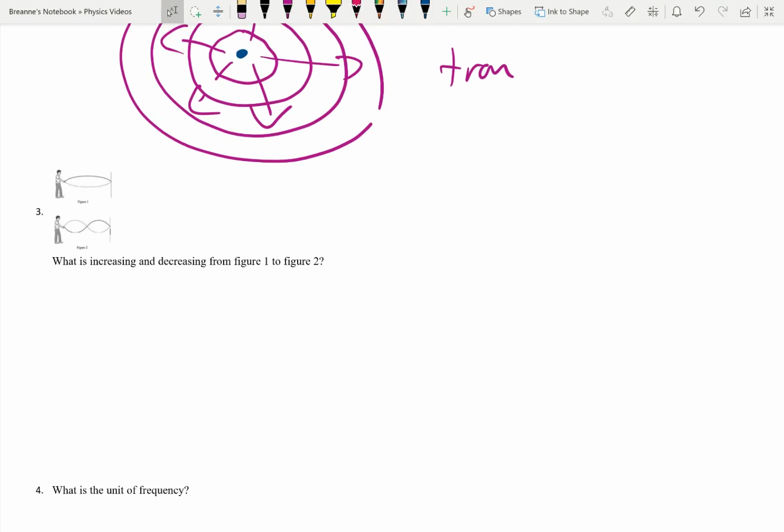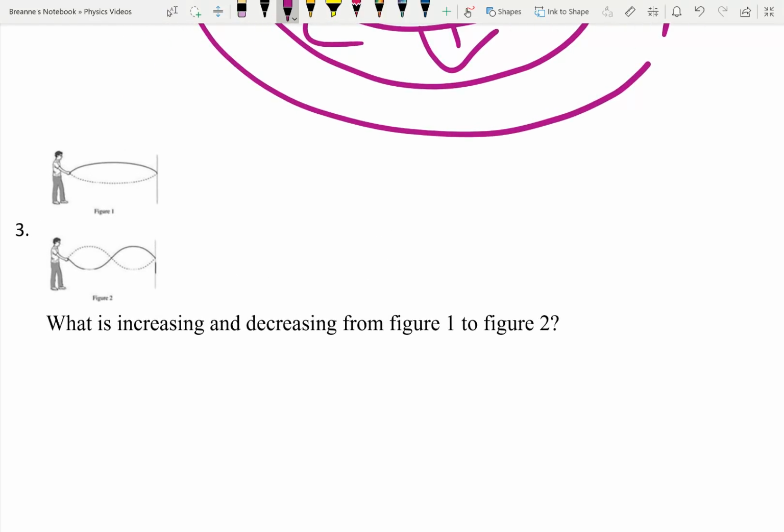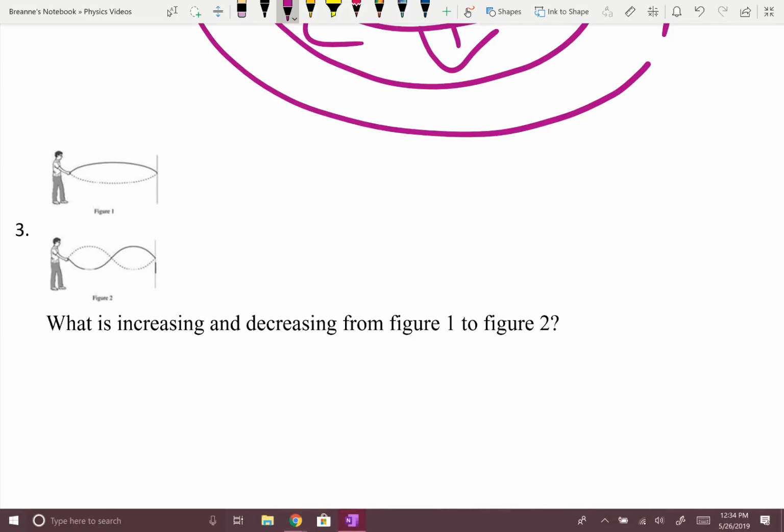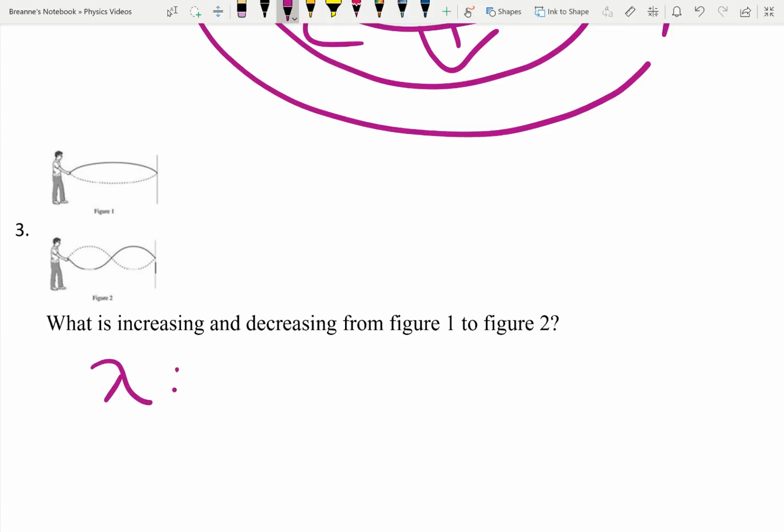Question 3, what is increasing and decreasing from figures 1 to 2? If we look at figures 1 and 2, let's make it a little bigger so we can see. We're starting with one big hump versus two humps. What is that hump representing? That is our wavelength. Our wavelength goes from the full length to half the length, so our wavelength is decreasing.